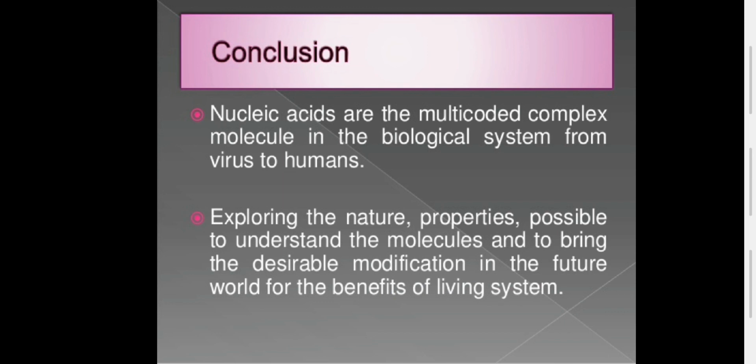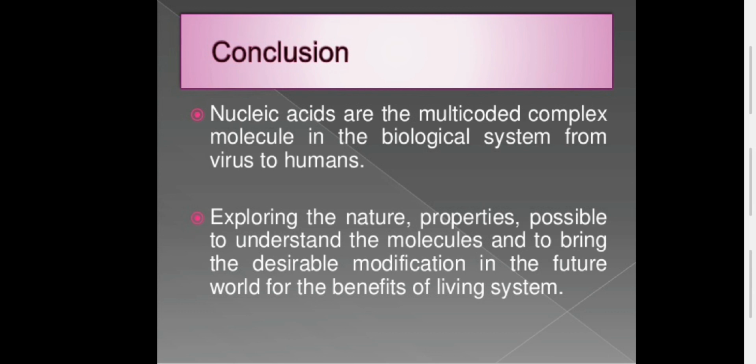Next, the conclusion of this topic: nucleic acids are multi-coded complex molecules in biological systems, from virus to human. So nucleic acid is very important. Why? Because nucleic acid carries the genetic information by means of DNA and replicates it by means of RNA. Both processes carry the gametes, and the gametes will complete the organism, whether you as a human, or animals, and all living organisms. That is the importance, or the conclusion, of this topic.